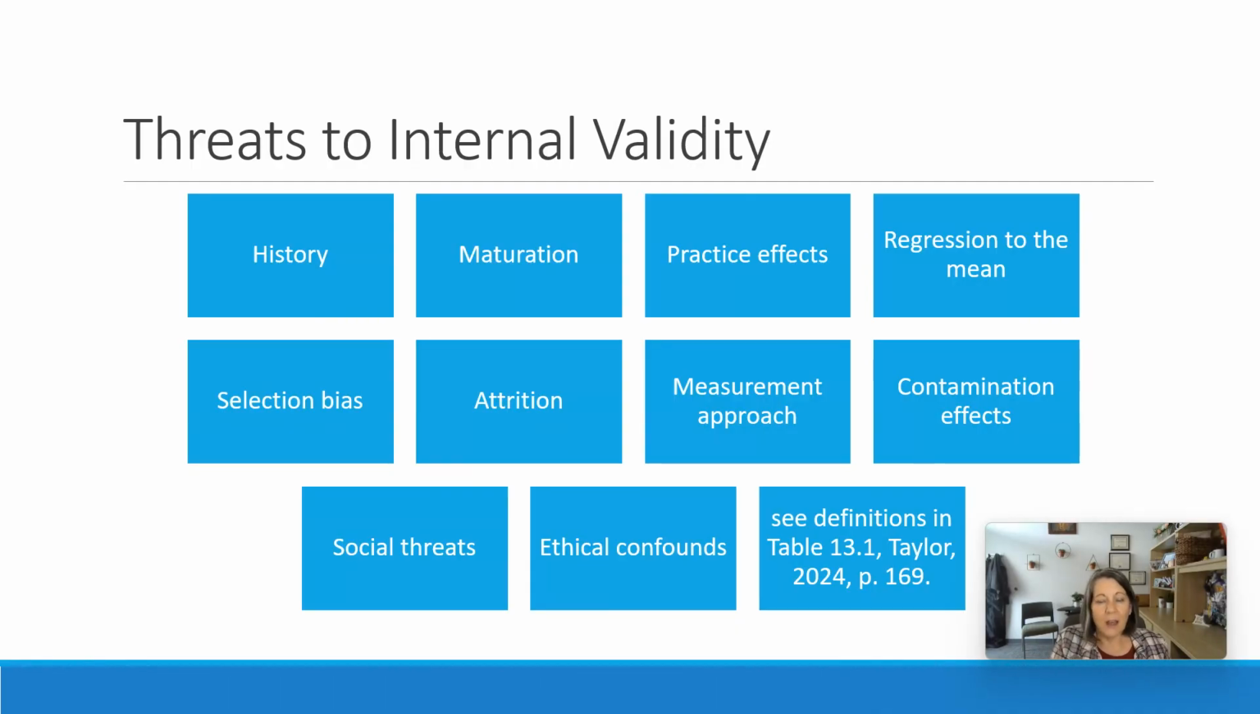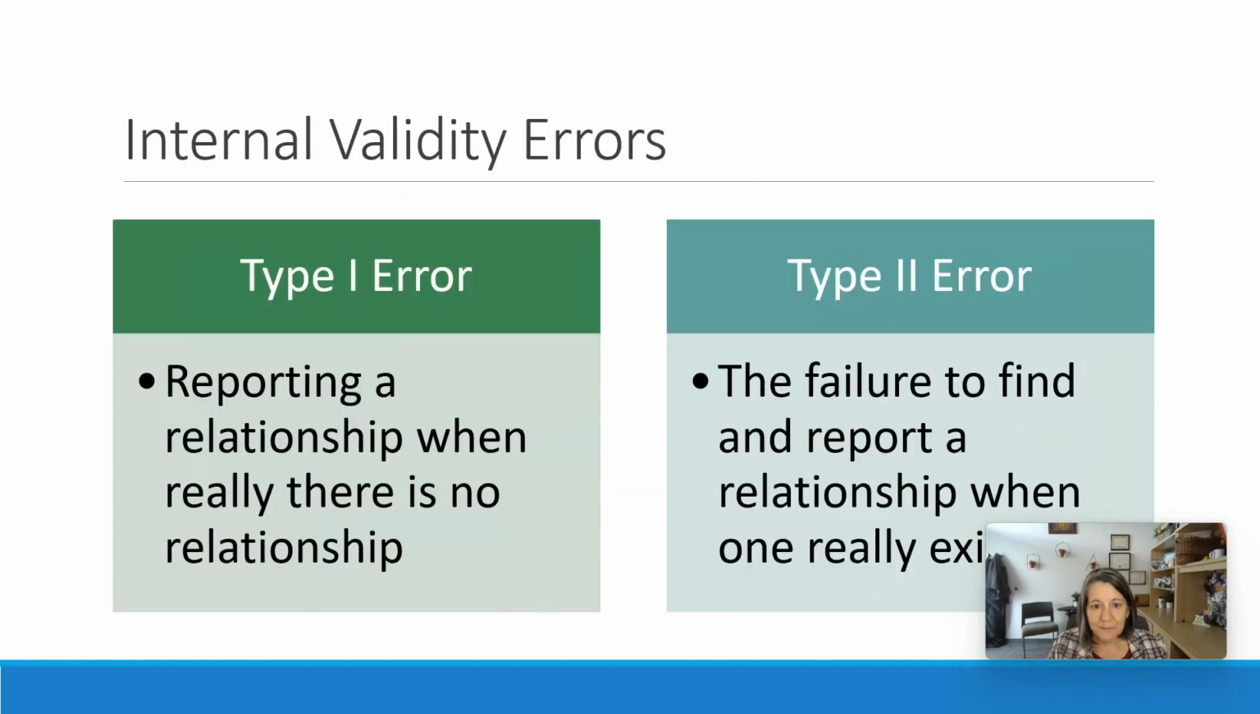Social threats, that's environmental, like say COVID happened and everything changed, along with historical events, which kind of goes with history. If I think back to 9/11, probably studies that people did during that year of 2001 looked a little different than things that happened before or after, because there were social and historical differences to that particular time period that changed the outcome of the study. And then ethical confounds. If you have something that's unethical in your study, that's obviously going to impact your validity. These are defined a little further in Table 13.1 on page 169 in the Taylor book.